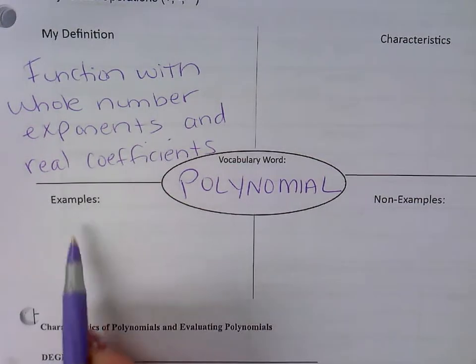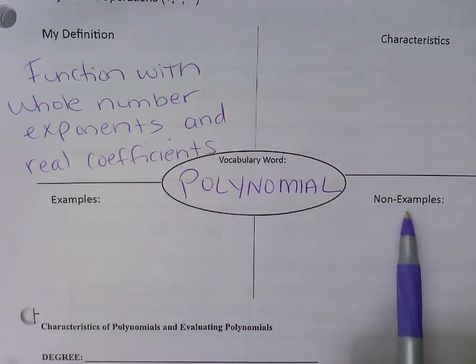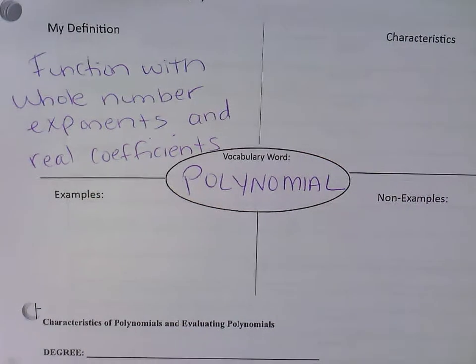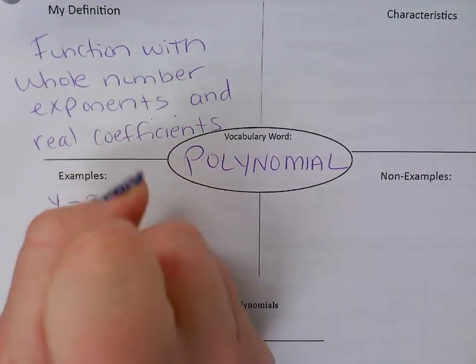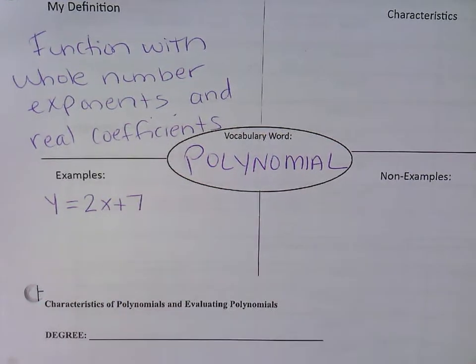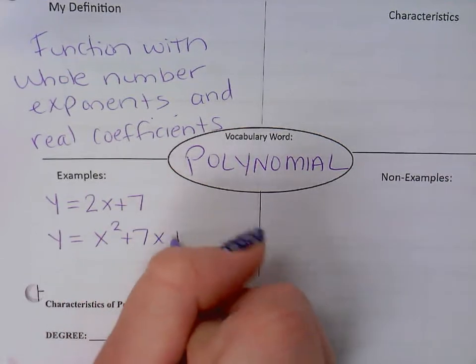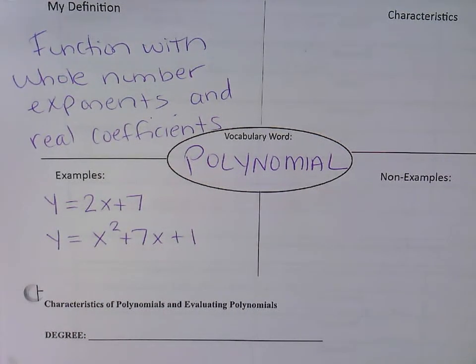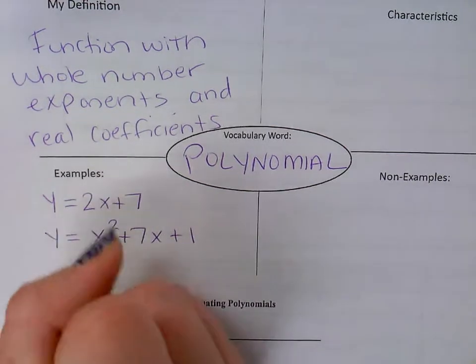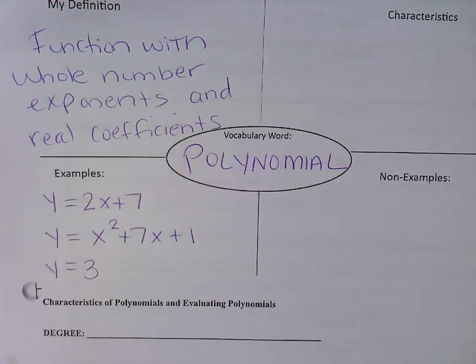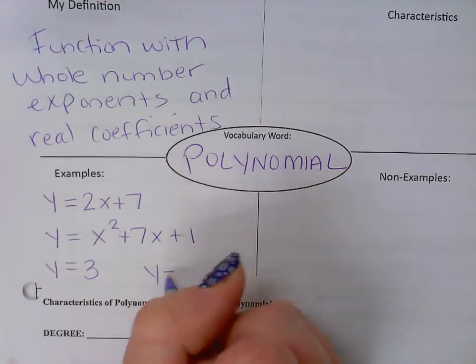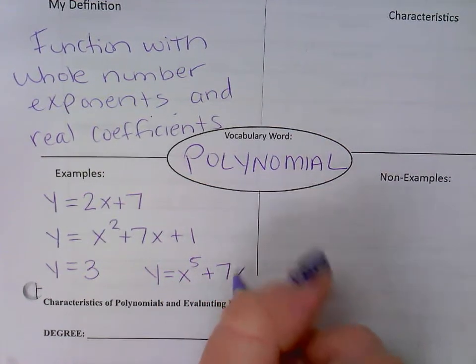So examples of polynomials or non-examples of polynomials, and then I'll give you the characteristics. So an example, y equals 2x plus 7. That's a linear function that we've studied this year. That is a polynomial function, but it's called linear. Y equals x squared plus 7x plus 1. So quadratics fit under this family of functions. What about just a constant function? Y equals 3. So constant functions fit in here. And even bigger functions like y equals x to the 5th plus 7x, something like that.